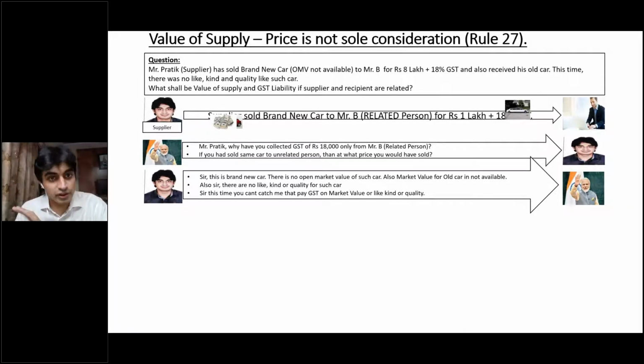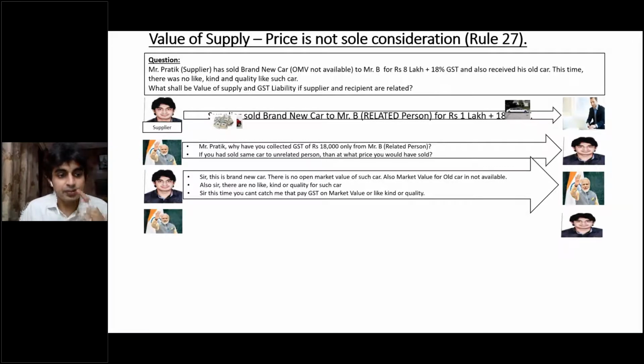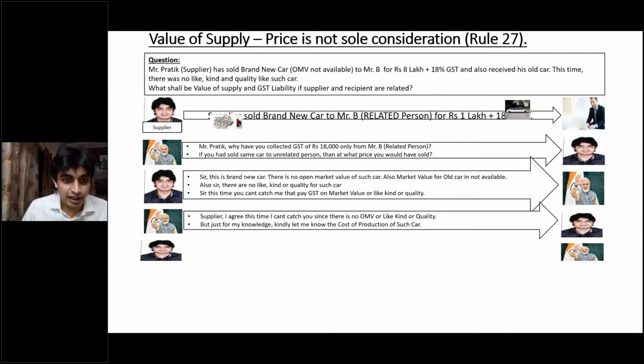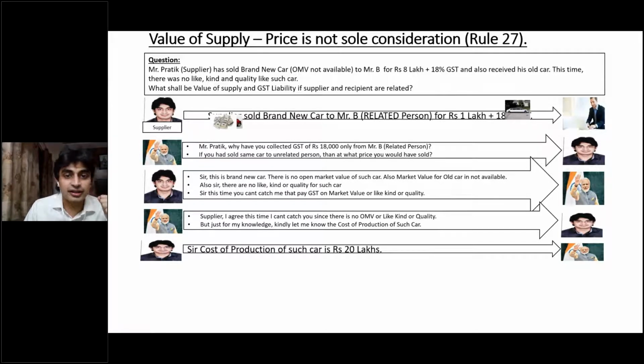Open market value of the new car is not there. Open market value of the old car is also not there. And there are no like kind and quality like my car. So the government again asks the same thing. I agree, there is no market value of the new car, no market value of the old car, no like kind and quality. But boss, kindly let me give the cost of production of such a car. How much did it cost to make? I happily say 20 lakh.